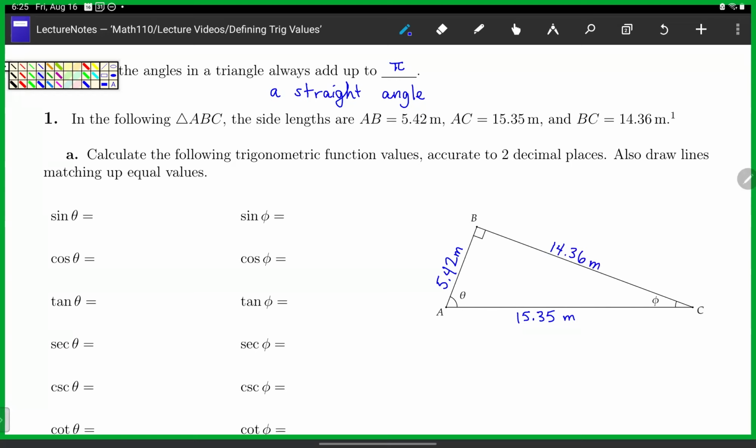Okay, so it asks us to say what is sine of theta. And so if I look at that, sine of theta, there's theta. Sine is opposite over hypotenuse. It's probably worth noting, here's the right angle, so the side opposite that is the hypotenuse. Okay, so sine theta would be 14.36 meters divided by 15.35 meters.